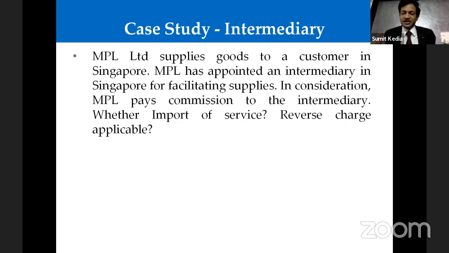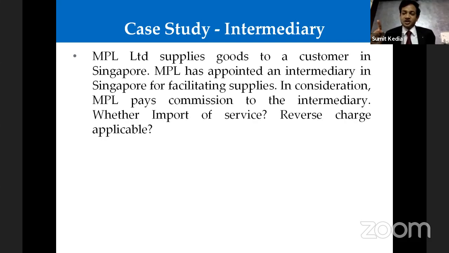Here, the intermediary is outside the country in Singapore. In case of intermediary service, section 13 of IGST says, which we discussed yesterday in detail with examples, in yesterday's session on place of supply, we already discussed in detail about intermediary. So for intermediary service, place of supply is the location of the supplier.